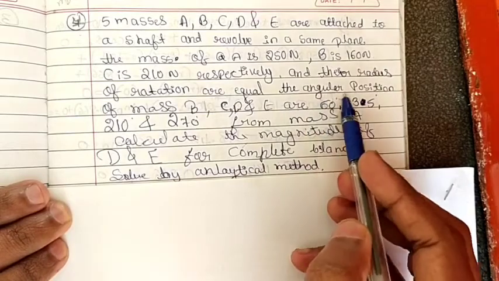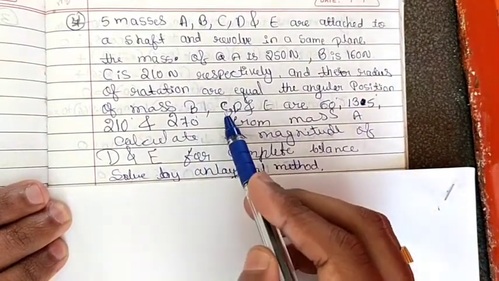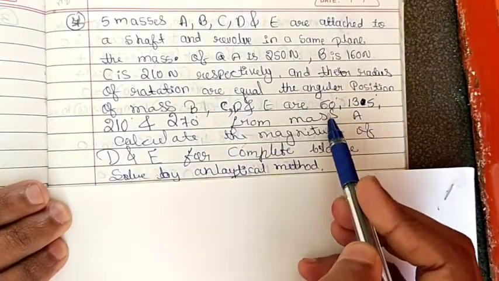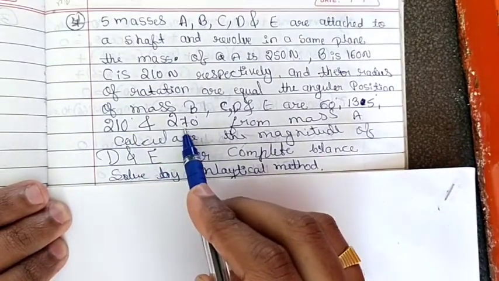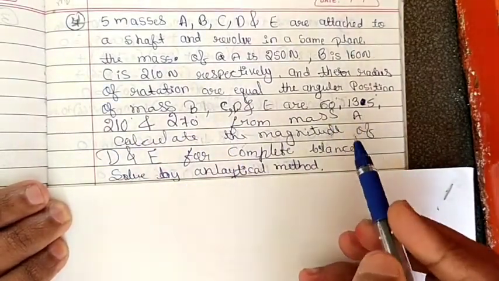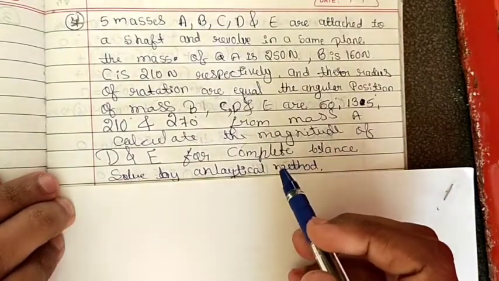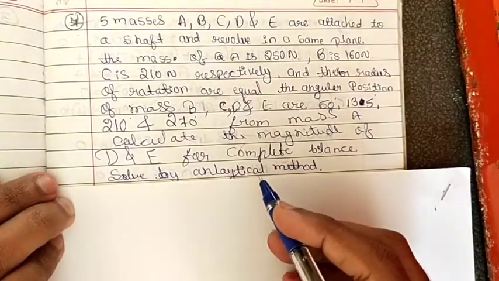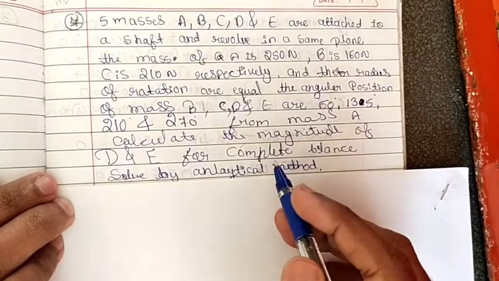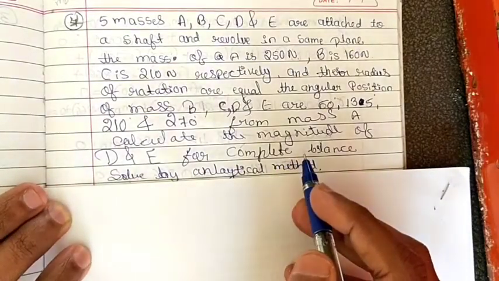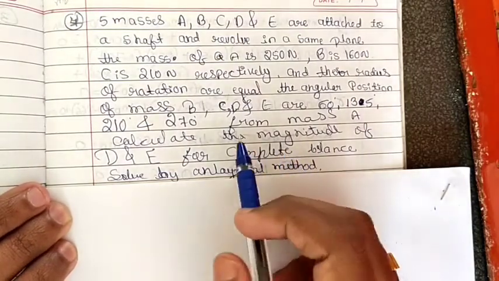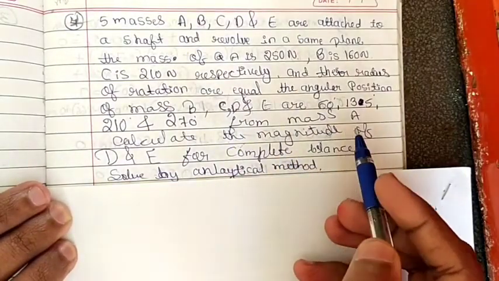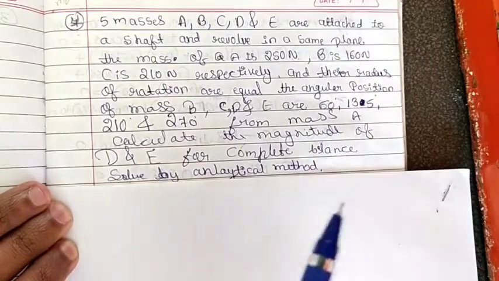Now the angular positions of masses B, C, D and E are 60 degrees, 135 degrees, 210 degrees and 270 degrees from mass A. So the angles are given from mass A, and you should consider the angles directly from mass A. You should not add anything. If it is given successively, you need to add. But here it is given from mass A, so directly you need to take those values.